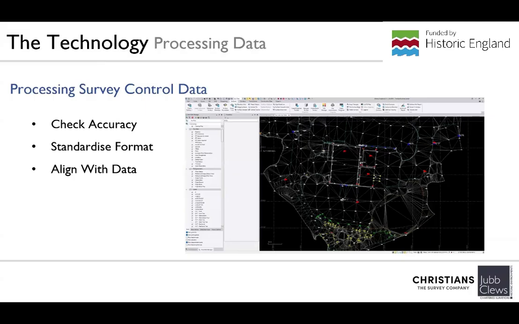Processing survey control data. Survey control points are critical for ensuring our models are correctly scaled and georeferenced. Here's how we prepare them. We check the accuracy, making sure the GNSS or total station measurements are correct and free of errors. We standardise all the formats, converting coordinates to the same projection and datum systems for consistency. And then we align the data, ensuring control points match the point cloud and images to avoid misalignment during processing.